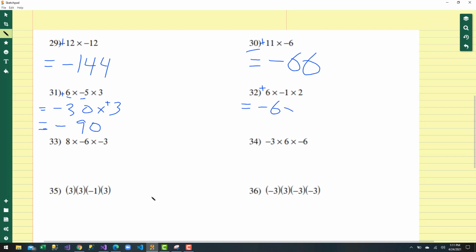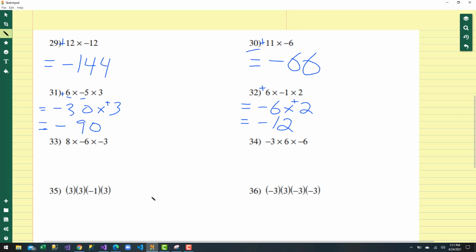And finally, we have times 2. So remember, the 2 is positive here. Looks like we're multiplying opposite signs. Negative times a positive. So answer again is going to be negative. And 6 times 2 is 12. Easy. All right.